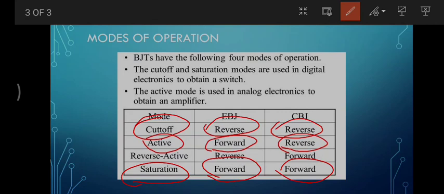The other one, the reverse active or inverse mode, which you can see here, has the emitter base junction reverse biased and the collector base junction forward biased. It usually has very limited application but is conceptually important. So in our future lectures we will talk about them one by one, starting with the active mode. So let's tune in for the next lecture.